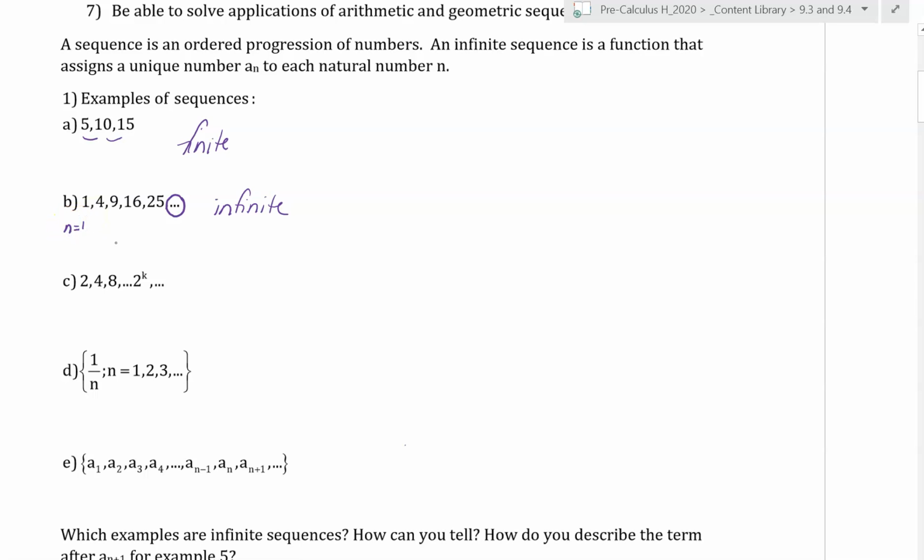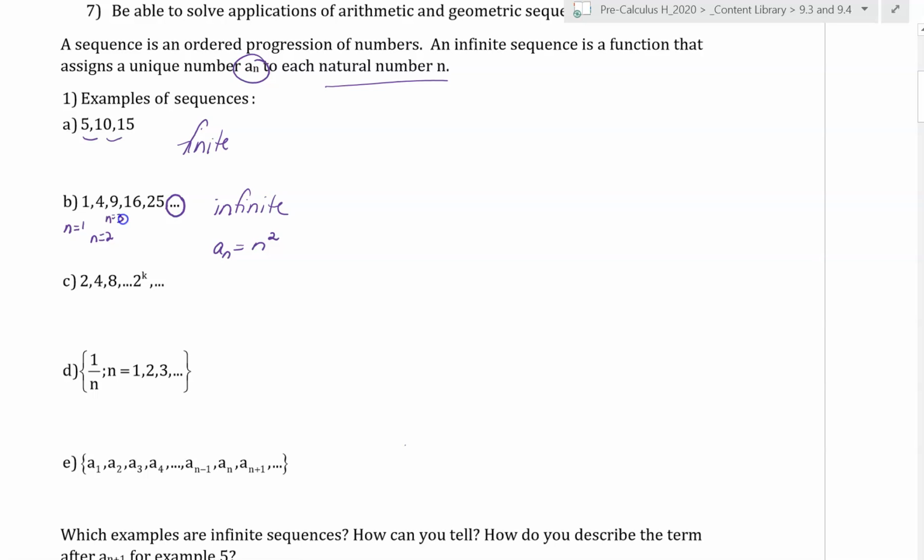If we think about notation, when we say a sub n, you could describe the nth term in the sequence. So notice when we say natural numbers, we're starting with the first term being n equals 1. The second term is n equals 2, n equals 3. So that might make you notice that there's a pattern here, that is n squared, right? Because we have 1 squared, 2 squared, 3 squared, etc.